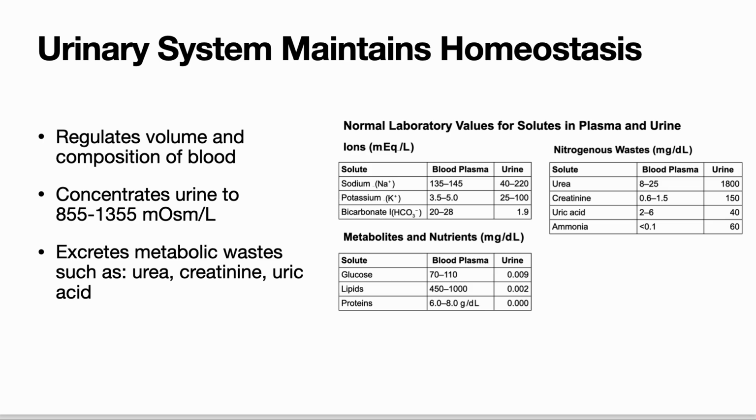ourselves that the urinary system maintains homeostasis in really important ways, right? So we know it regulates the volume and composition of blood. And to do that, it typically concentrates the urine to somewhere between 855 and 1,355 milliosmolarity.